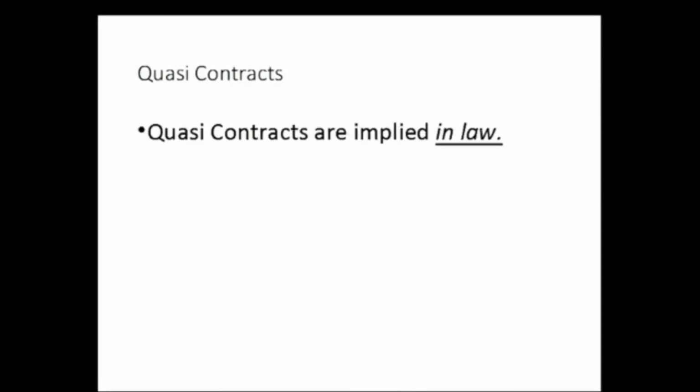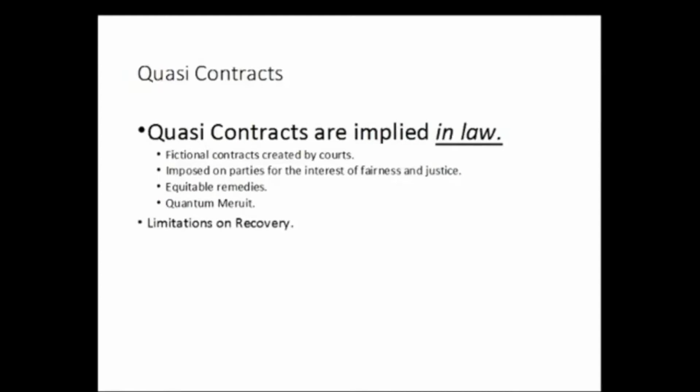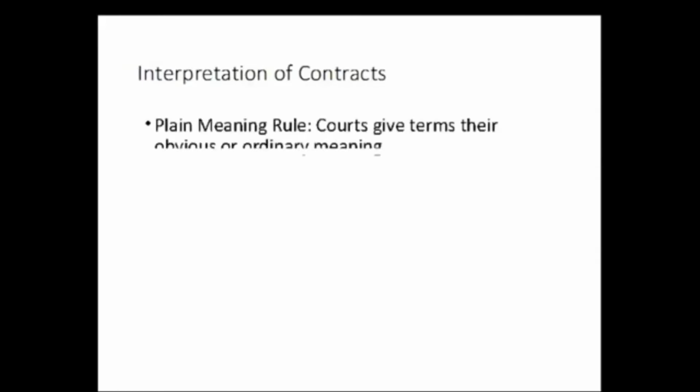There are also things known as quasi-contracts. And quasi-contracts are implied in law. And in essence, they're fictional contracts created by the courts. They impose on parties, basically for the interest of fairness and justice. It's something in law called quantum meruit, which says that if you don't have a set price, then the court can find what would be a fair and reasonable price. These are things such as also equitable remedies. Equitable remedies are where the court basically can issue an injunction to prevent some substantial harm from happening. And there are limitations on how much you recover under quasi-contracts.